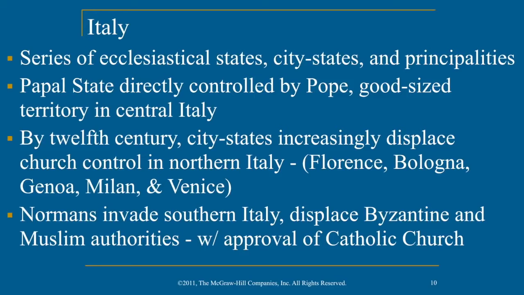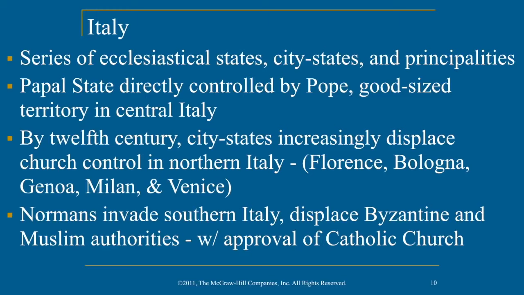In Italy, there was a series of ecclesiastical states, city-states, and principalities. The papal state was directly controlled by the Pope. It was a good-sized territory in central Italy. By the 12th century, these city-states increasingly displaced church control in northern Italy. The whole of Italy during this time is not one unified country.